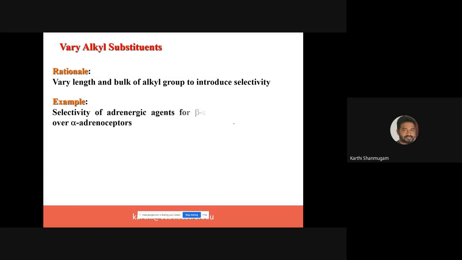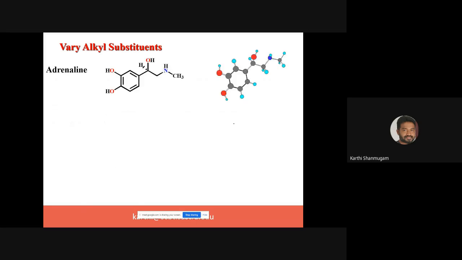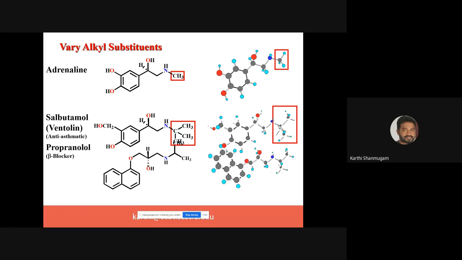Right. So moving to a real-time example. We have adrenaline, salbutamol, and propranolol. Among these three compounds, two compounds we already studied. Do you remember which two compounds? In one of my lectures, I discussed two of the compounds mentioned in this slide. Adrenaline and salbutamol, right? So now I'm showing the structures of adrenaline and salbutamol.